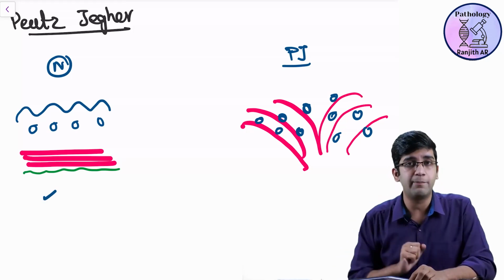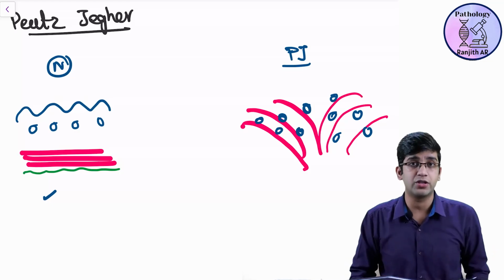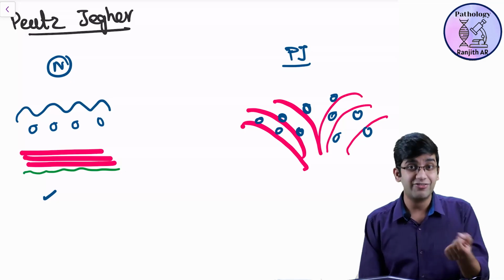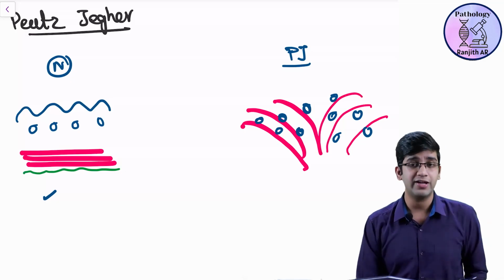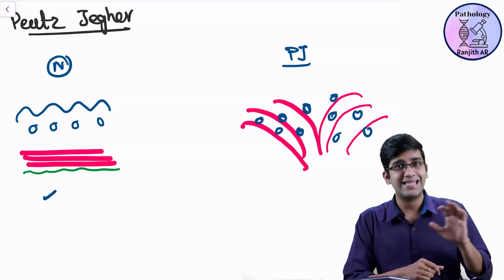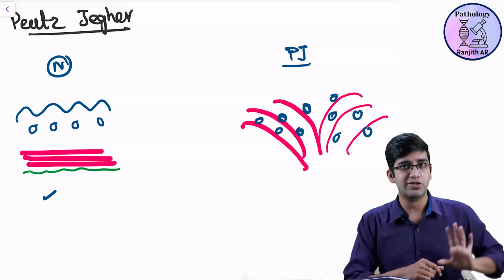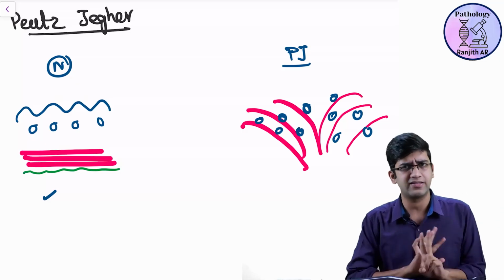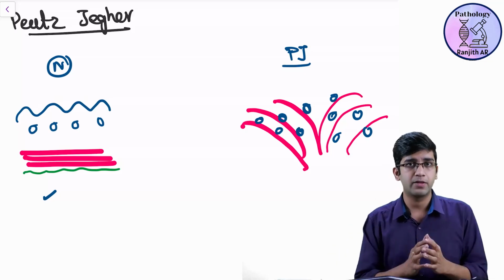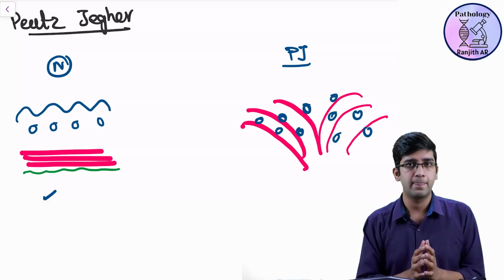Now you are going to compare and come up with a definition. I want you to learn the definition. You define it and you will never forget it, right? So when you look at the Peutz-Jeghers polyp, the polyp also has the same components that a normal mucosa has, right? Muscle and glands, that's all.